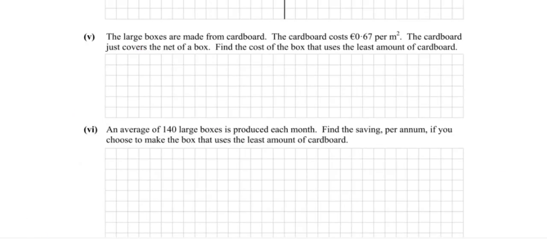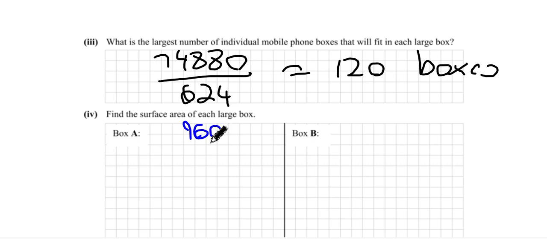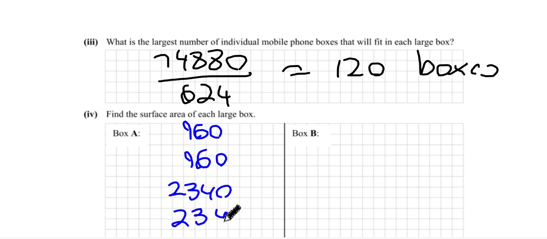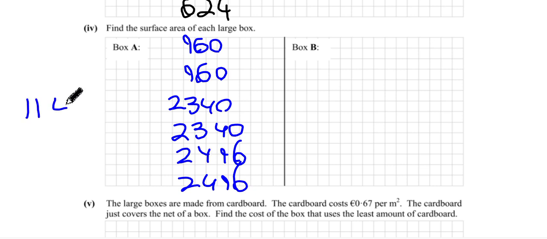So would you all agree it's 960 plus 960 plus 2340 plus 2340, and what's that last number you gave me again? 2496 and another 2496. That gives 11,592 centimeters squared. Is that alright?